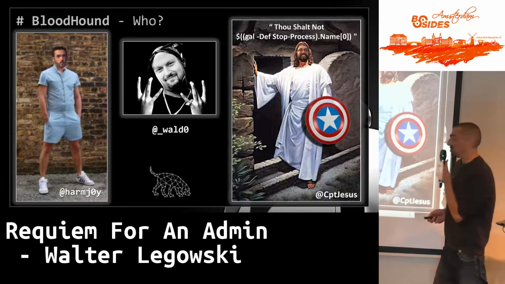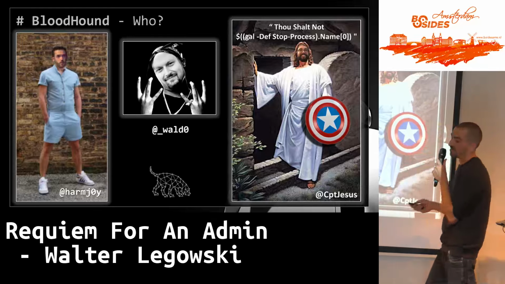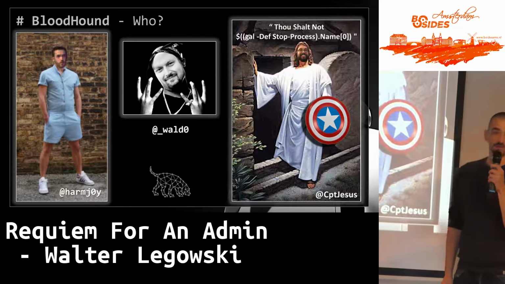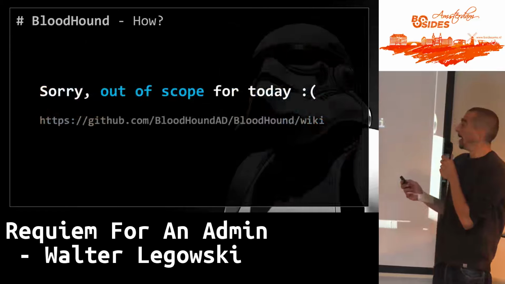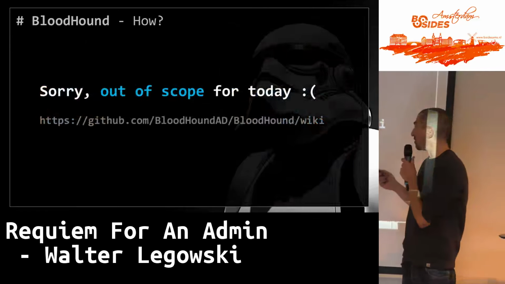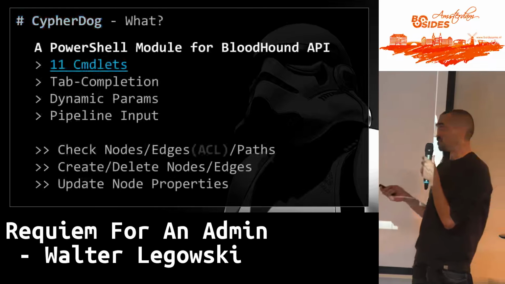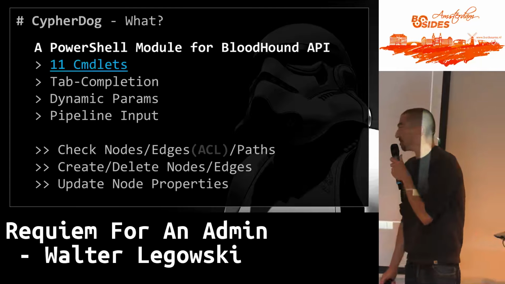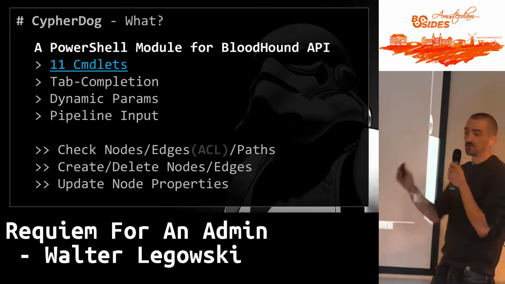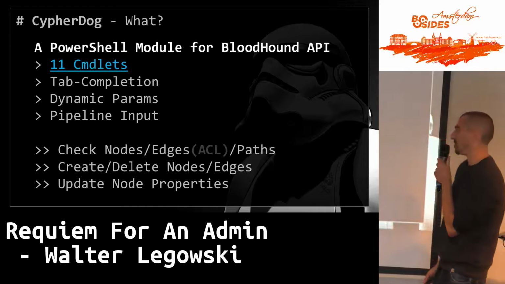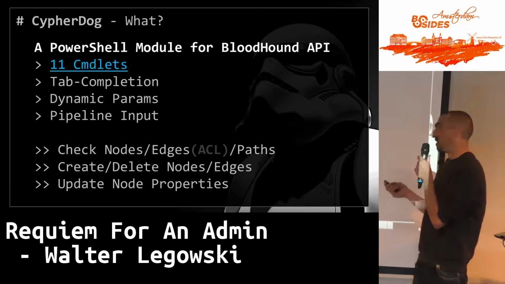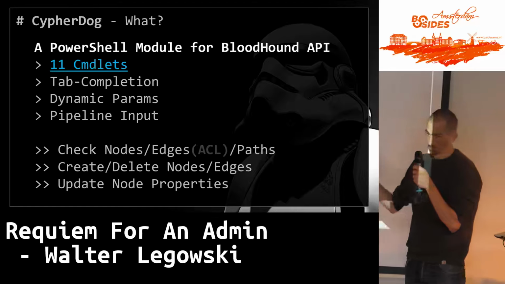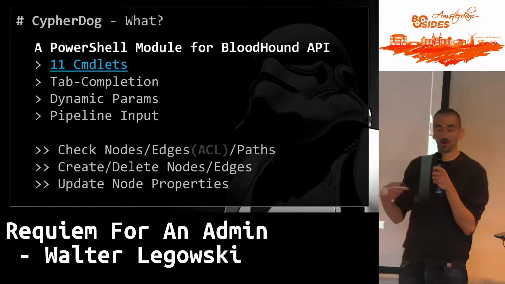It was designed by Harmjoy again, Waldo, Captain Jesus, really cool guys, and if you hang out on this Bloodhound Slack, you can learn a lot of stuff. They're really helpful. Again, no time for details, so I'll send you to their wiki, and I'll demo my module, CypherDog, which is this time a module to interact with the Bloodhound API. 11 commandlets, tab completion, dynamic parameter, and pipeline inputs, so you can pipe them into each other. It's quite cool. And you can check node, edges or path. You can create, delete node or edges, and you can update node properties. So we'll be using that at the end when we import our Empire into Bloodhound.